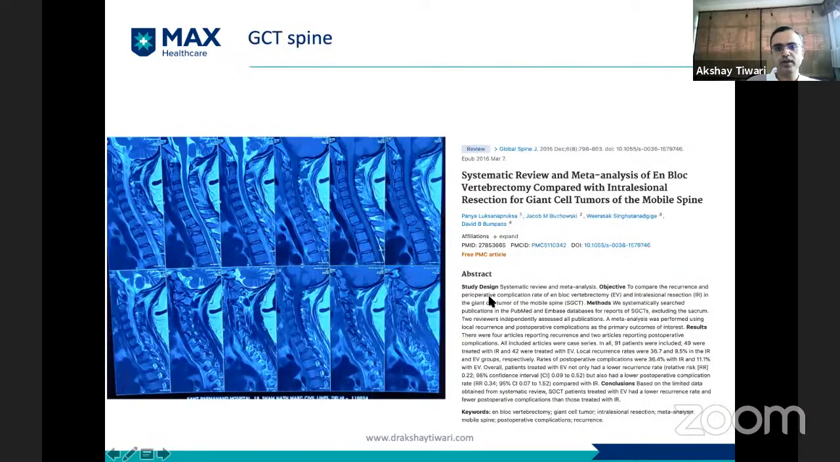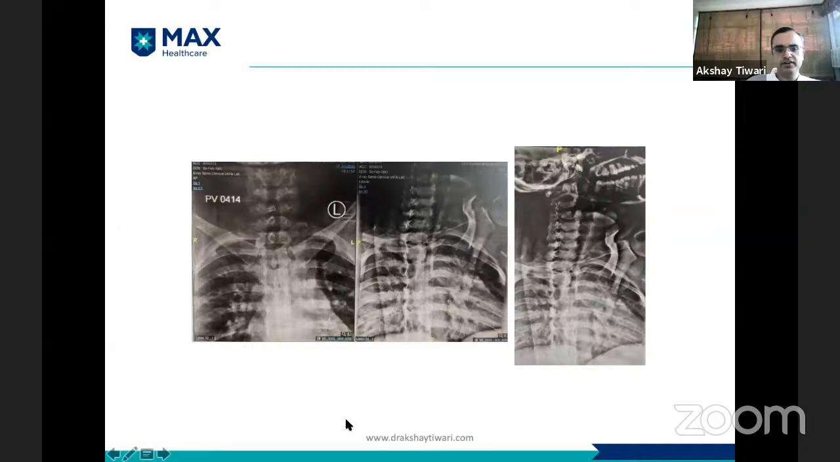So the patient is doing well now. Similarly, for GCT of the spine, en bloc resection is now being favored much more than curettage, because we all know that, given the location and the type of lesions in the spine, curettage will have much higher rates of local recurrence. So en bloc resection, a vertebrectomy, is being proposed as the favored treatment.